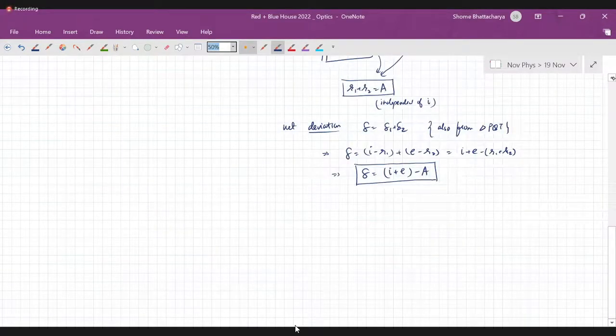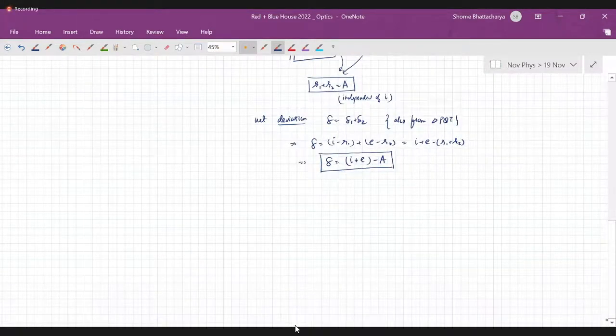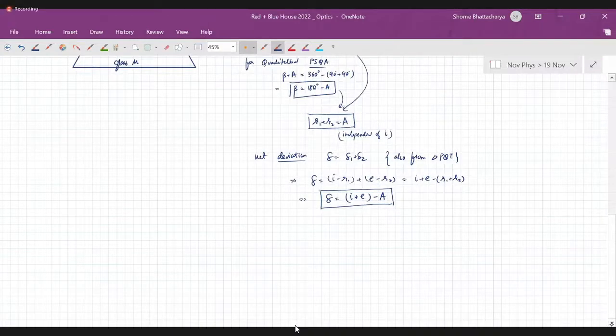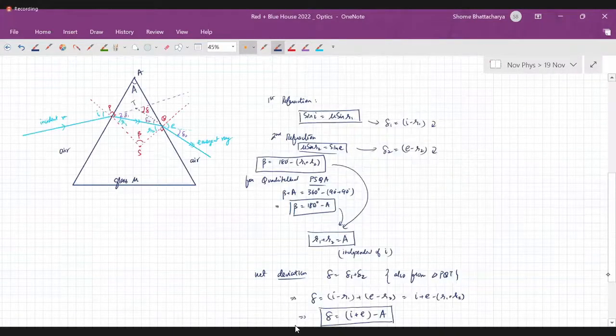Okay? Given the angle of incidence, use the first refraction formula to find R1. Then from R1 find R2 using the fact that R1 plus R2 is equal to A. Then again you use Snell's law to find the angle of emergence, and from that finally you can find the net deviation.